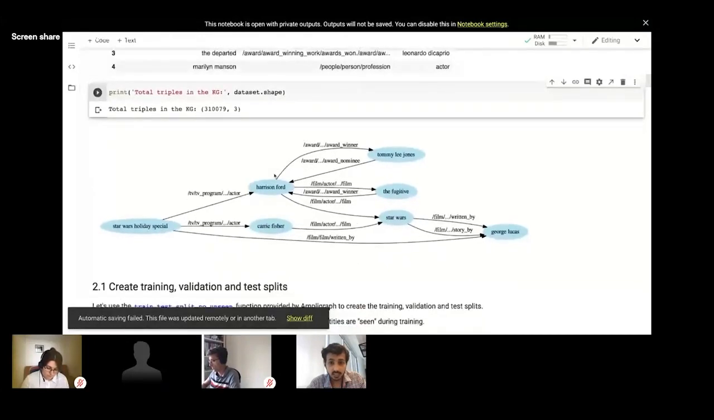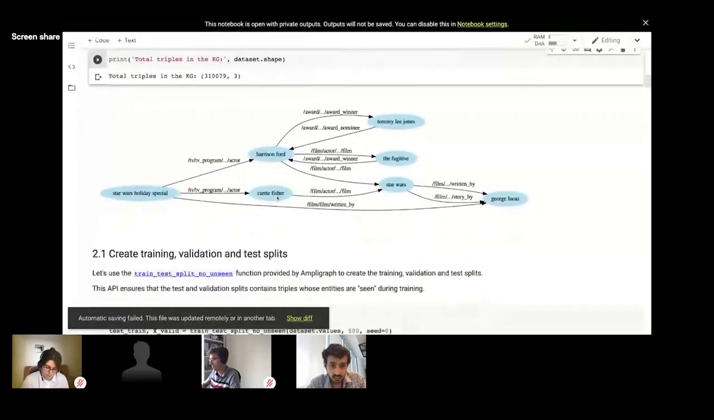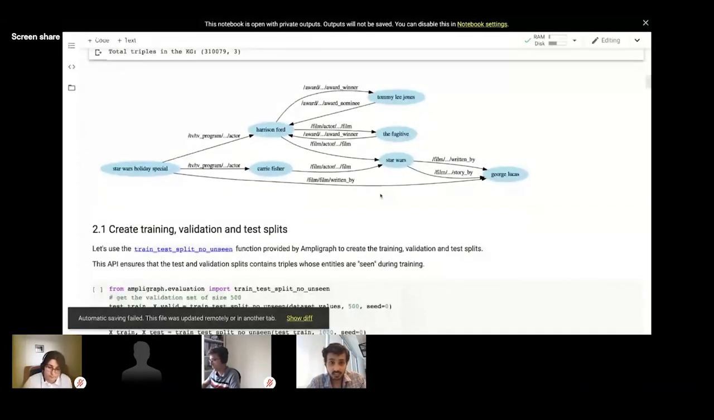This is how the knowledge graph would look. This is a small section of the knowledge graph that I loaded. It's related to Star Wars: Harrison Ford acted in Star Wars, Carrie Fisher acted in Star Wars, and so on. So you have a knowledge graph like this with lots of nodes and relations in it.